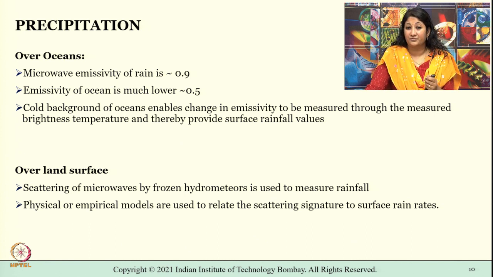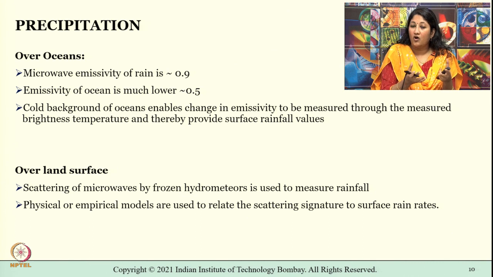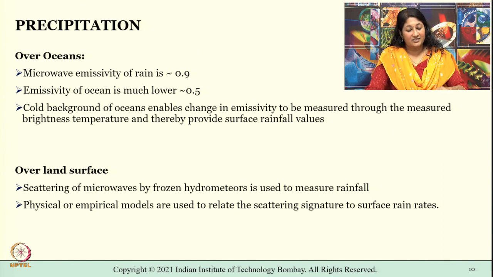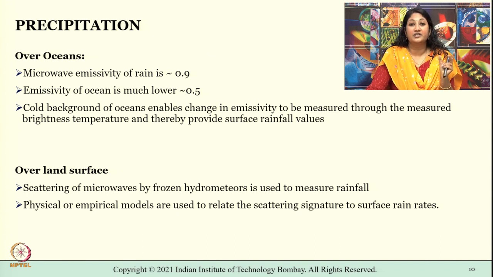And in the case of land surface, because the land surface offers a hot background, it is highly challenging to see a contrast because it does not exist. So, over land surface, scattering of microwaves by frozen hydrometeors is used to measure rainfall. Hydrometeors, the term as such, means precipitation sized particles. So, over land surface to estimate rainfall, there are many physical models or empirical models to relate the scattering signature to the surface rainfall rates.